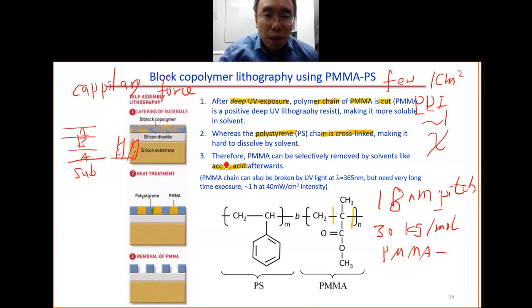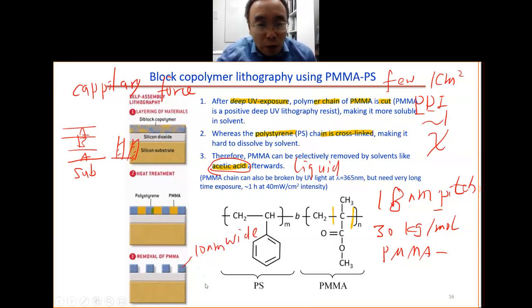So here you have the liquid. You have this acetic acid. So we have the liquid. You get this capillary force. If the feature size here is very small, say 10 nanometer, you have this capillary force. So the pattern will collapse. The pattern will fall down. This is not good. So as a result, this method is not good for the pattern transfer if the feature size is only 10 nanometer.